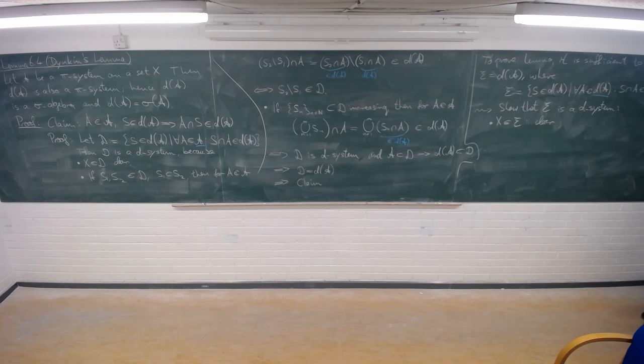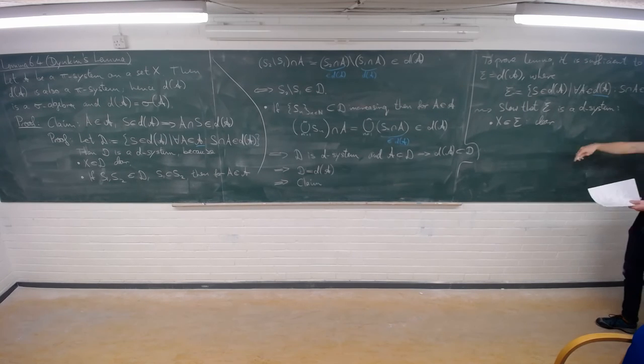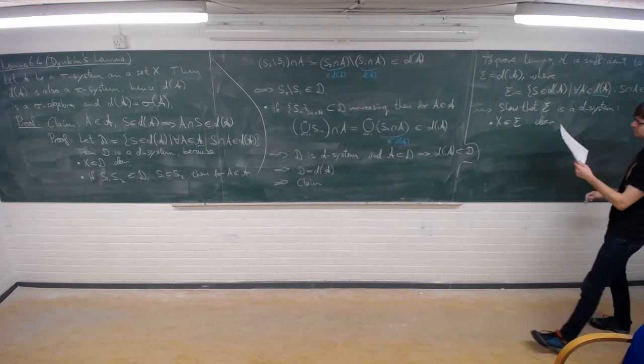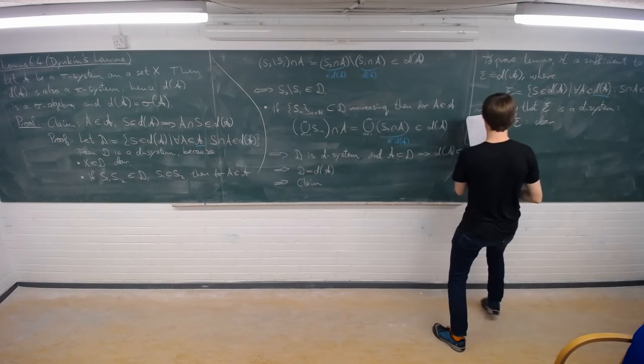X is in E, that's clear again, because the intersection of X with any set from D of A is the same set again, and then this condition is trivial.